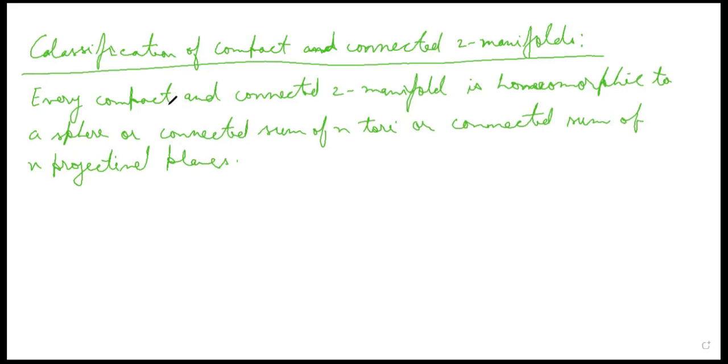So if the manifold is orientable, then it is homeomorphic to a sphere or a connected sum of n tori. And if it is non-orientable, then it is homeomorphic to a connected sum of n projective planes. So there are different versions of this statement.